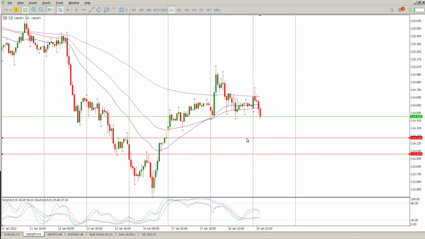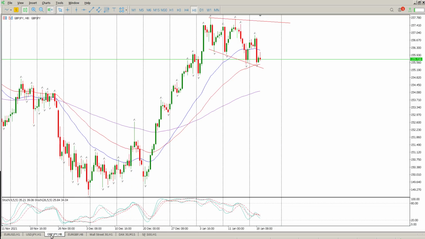So I would want to see what happens with pricing here. If we start finding some support, there's good opportunities to start building some longs here. But I think Euro USD at the moment, shorts, that's the one to watch. I think there is some decent structure there.